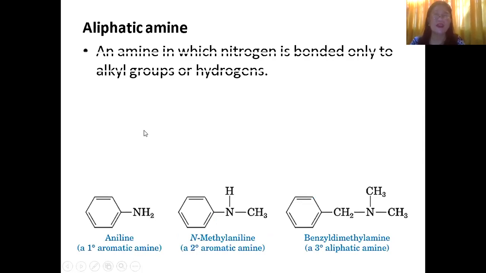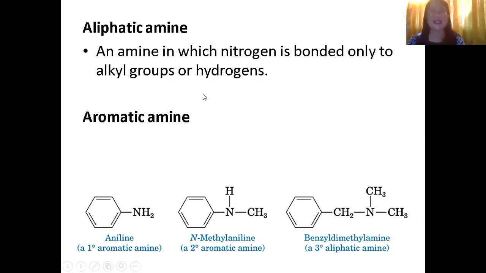So amines are being classified into first aliphatic amine and aromatic amine. Okay, what makes it aliphatic? An amine in which nitrogen is bonded only to alkyl groups or hydrogen. No? Only alkyl groups or hydrogen, no ring. That is why it is called aliphatic amine. Aromatic amine, of course, there is a ring. No? An example for this, can you still remember the aniline? So aniline has the benzene ring with NH2. This is a primary amine.